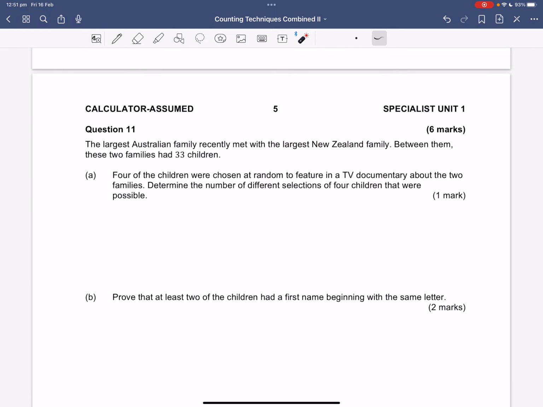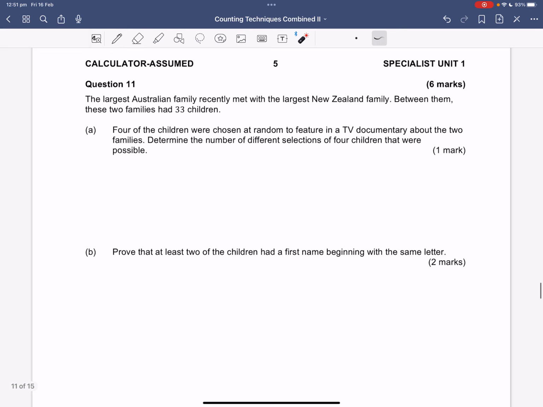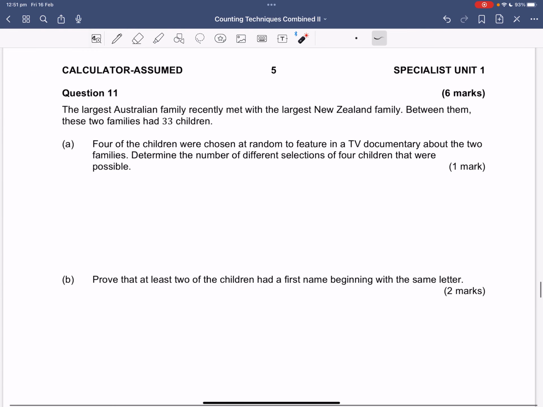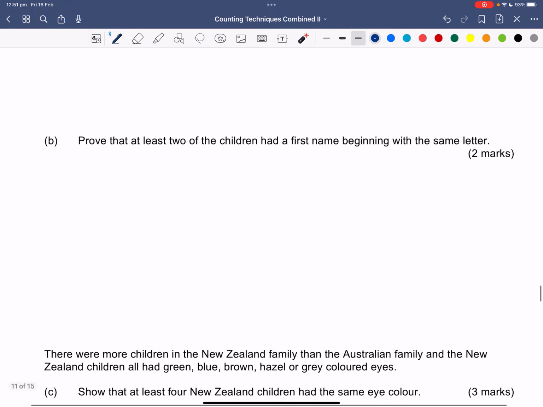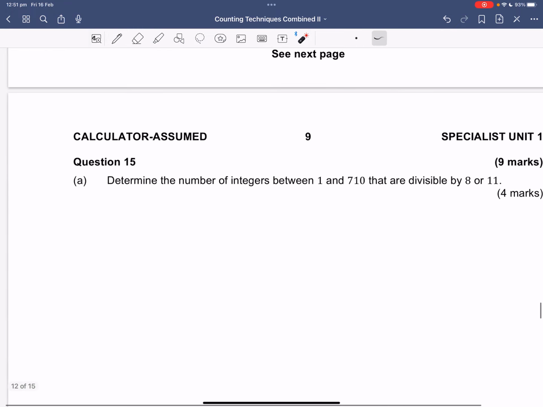All right. Question 11. At least part A is not pigeonhole. The largest Australian family recently met with the largest New Zealand family. Between them, these two families had 33 children. Okay, cool. So the question is, determine the number of different selections of 4 children that were possible. Oh, that's so easy. That's why it's only worth 1 mark. From 33, we choose 4. That gives you 40,920.